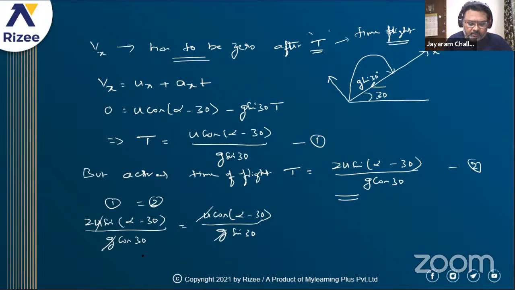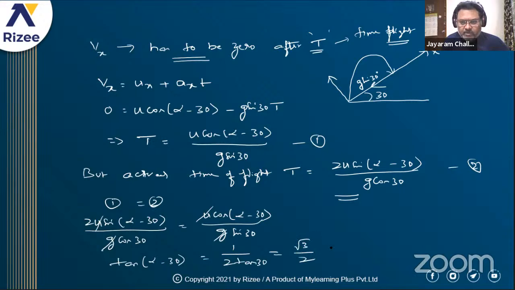So from this one, I can write tan of alpha minus 30 is equal to 1 by 2 tan 30. So 1 by 2 tan 30 is root 3 by 2 value. Or from this one, if I take this as alpha, alpha is equal to 30 degrees plus tan inverse of root 3 by 2. So this is our final alpha value.